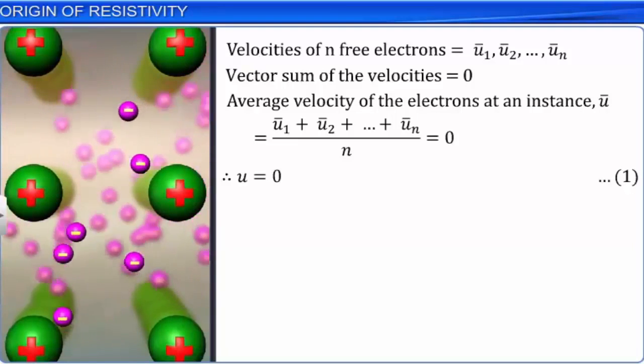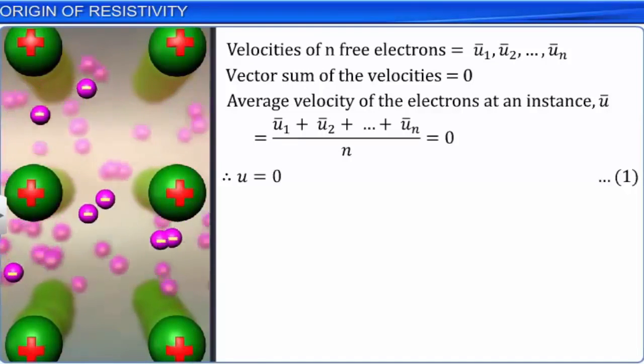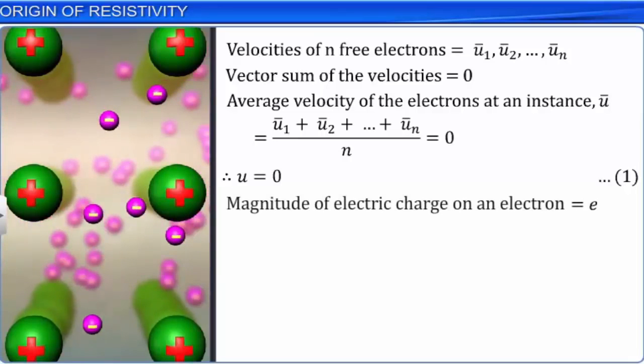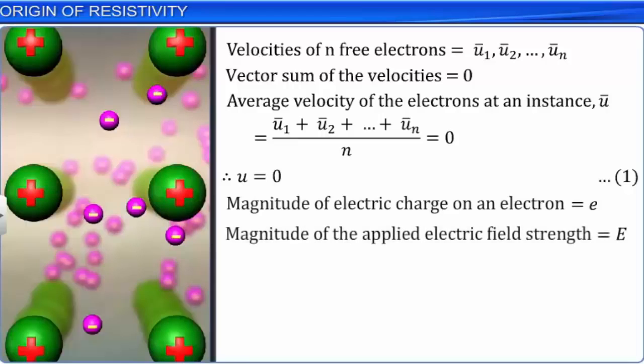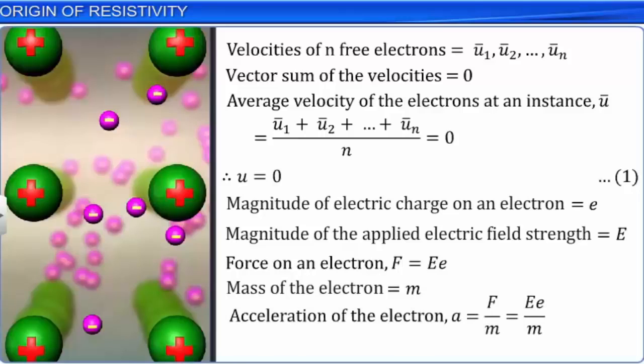The magnitude of the electric charge on an electron is e. If E is the magnitude of the applied electric field strength, the force on the electron, F, is equal to e into E. If m is the mass of the electron, then the acceleration of the electron, a, is equal to the ratio F to m, which is equal to e into E by m. Let this be equation 2. Due to the acceleration, the free electrons gain velocity and hence kinetic energy.